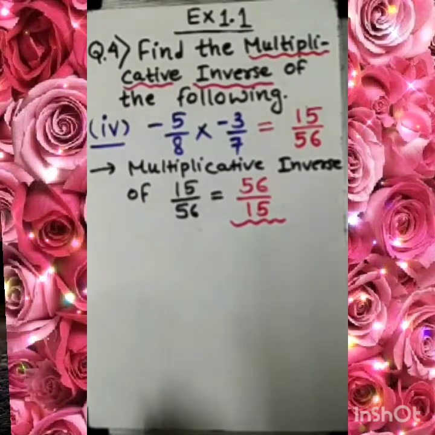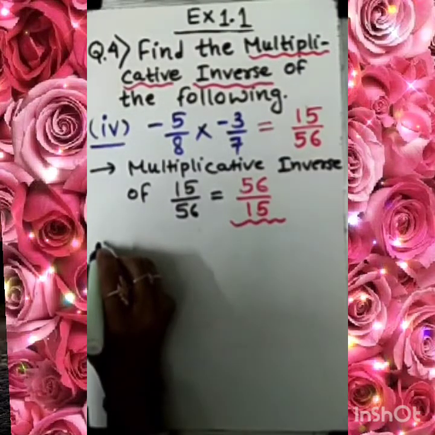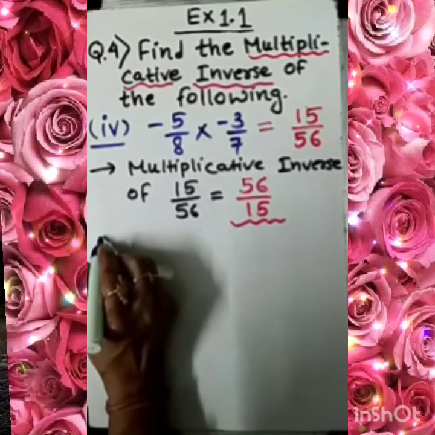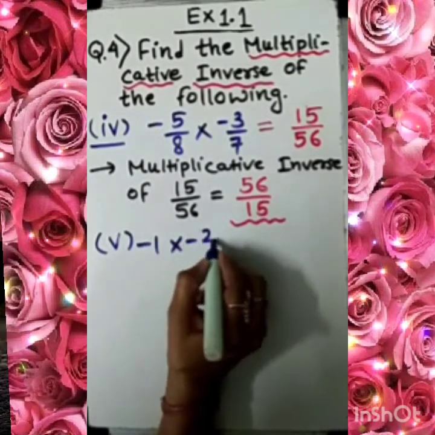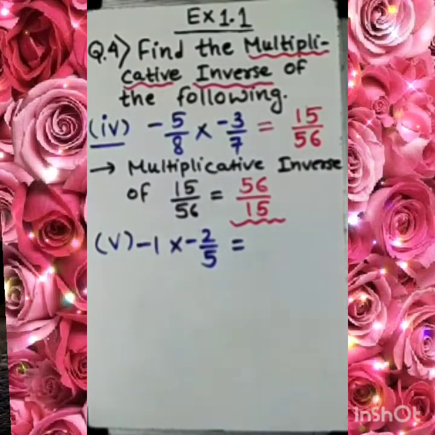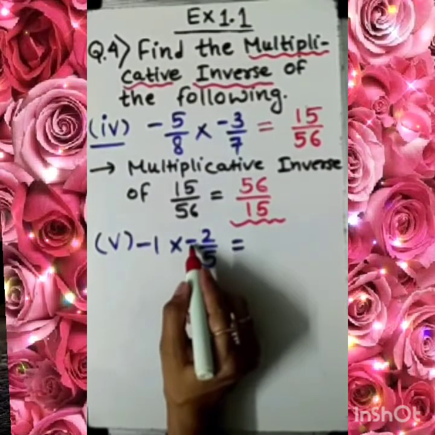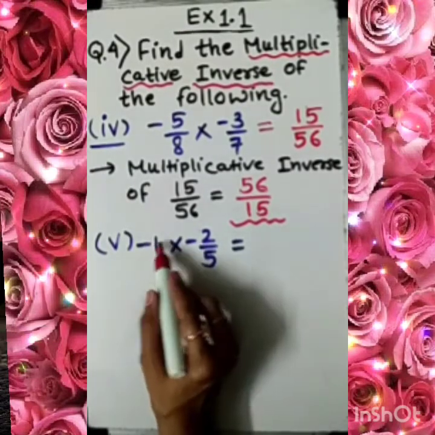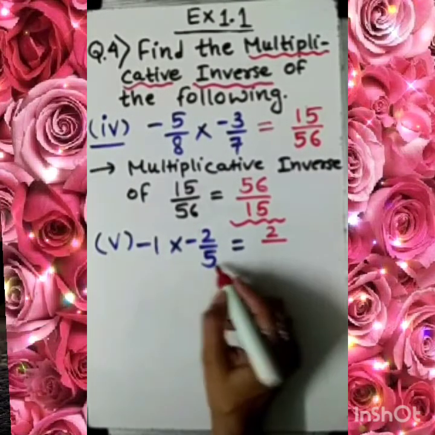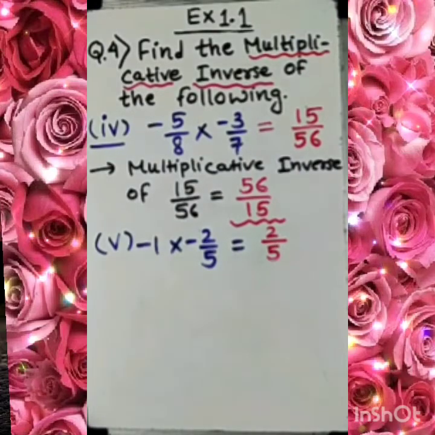One more question of the same type, we are given the fifth number. The question is minus 1 into minus 2 by 5. Before we proceed to the multiplicative inverse, let's write its product. As we know, minus 1 times minus 2, while multiplying, minus minus gives plus, 1 times 2 is 2, and the 5. So the number is 2 by 5.